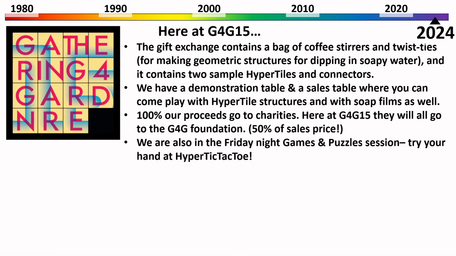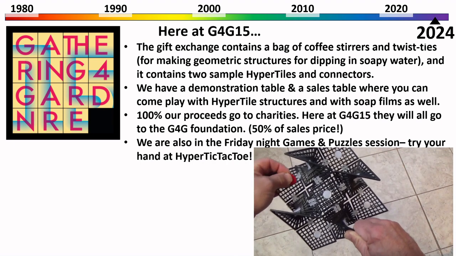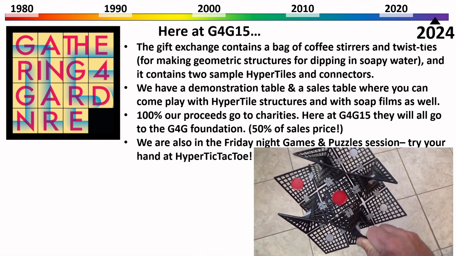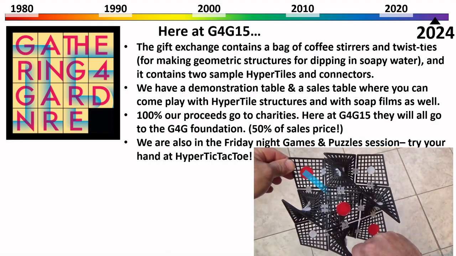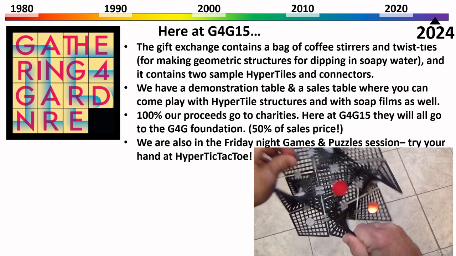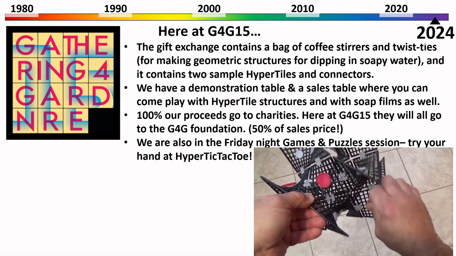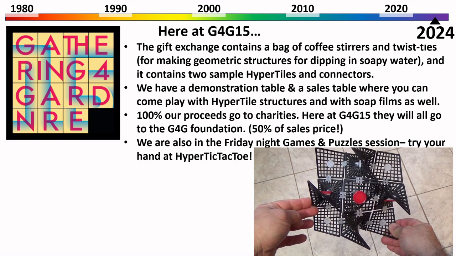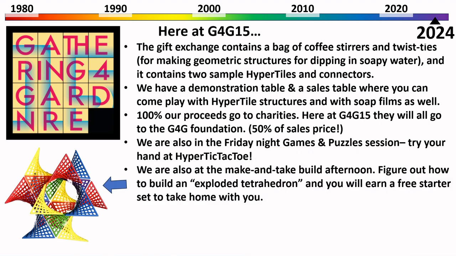We're also here on Friday night games and puzzle session. You can try your hand at just playing with the HyperTiles, but you can also try Hyper Tic-Tac-Toe. So that's one of the shapes you saw earlier with my first prototype. I call it an exploded tetrahedron. And it also makes for a really cool kind of tic-tac-toe surface, inside and outside. That's a diagonal win right there. And that would be like a horizontal win right there. Okay, so if you're interested, come play that game. I'm sure there are other games you can figure out for it.